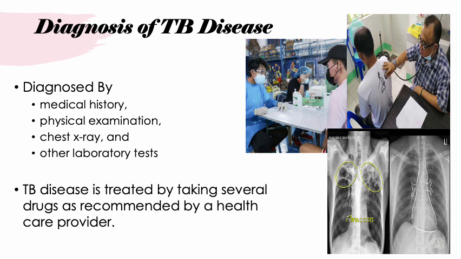Now, how do you diagnose TB disease? TB is diagnosed by medical history, the physical examination of the patient, chest X-ray, and also laboratory tests. TB disease is treated by taking several drugs as recommended by a healthcare provider. These drugs usually are your isoniazid, rifampicin, and ethambutol.